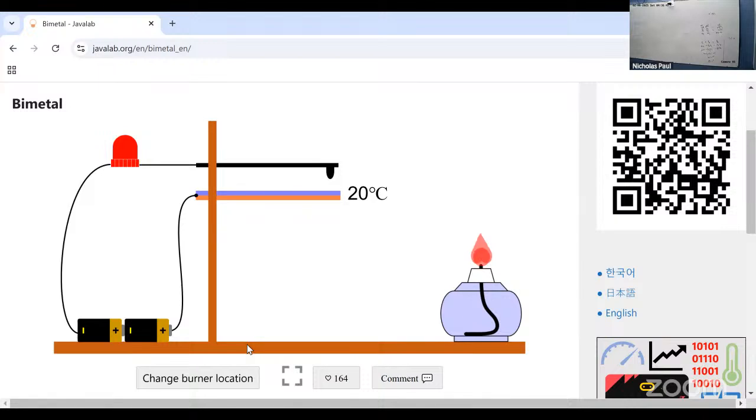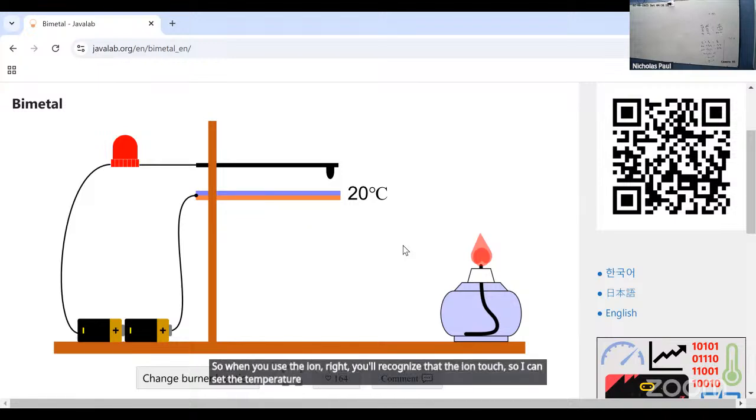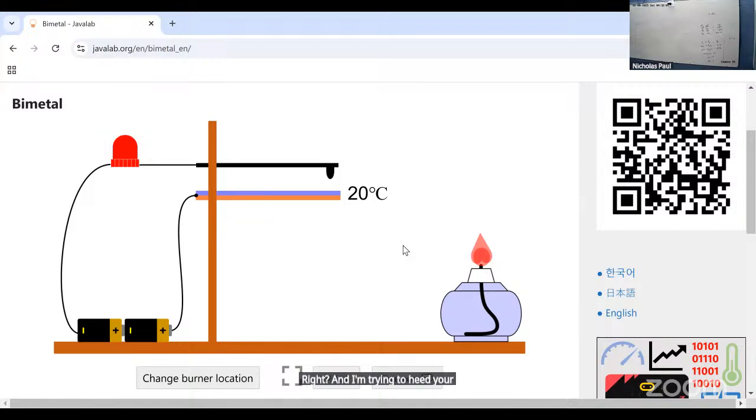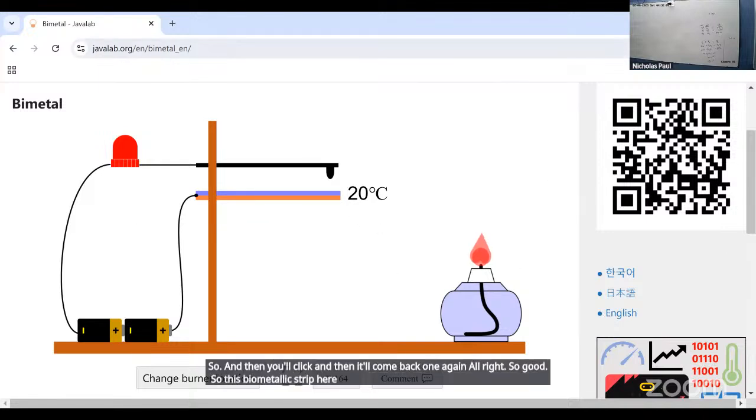Iron, yeah, iron, right? So when you use an iron, you'll recognize that the iron cuts off at a certain temperature. When you heat your clothes and it reaches that temperature, it cuts off, and then you'll hear a little click and it'll come back on again. So this bimetallic strip here could be used as a switch. Again, this is expansion of metals, right?